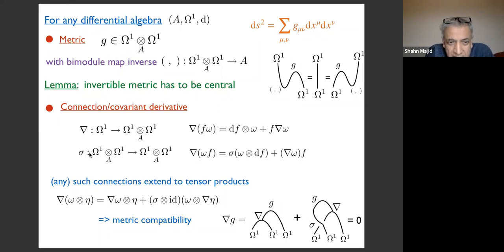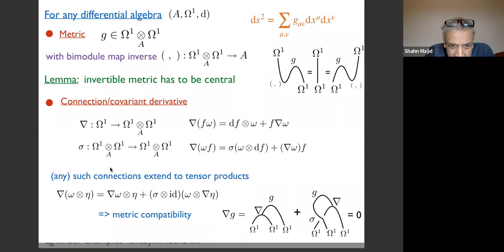It's called a bimodule connection when this happens. Now, I should say it's not additional data. It's just because if it exists, then it's uniquely determined. So really, this is just a statement that some left module connections on a bimodule extend naturally as bimodule connections, and some don't.